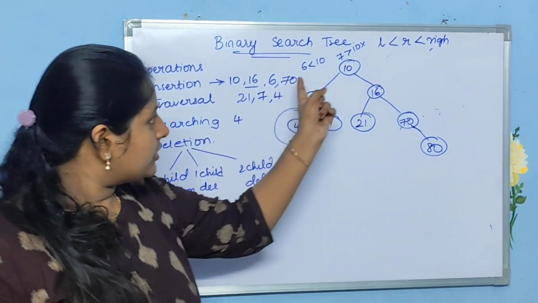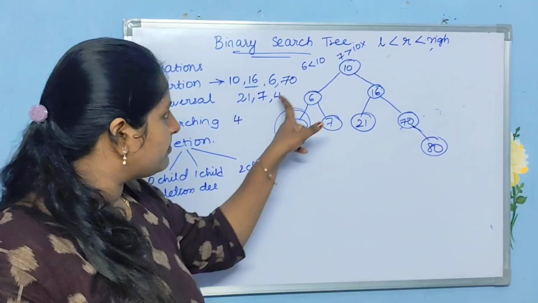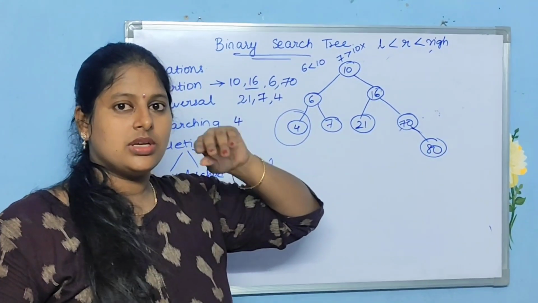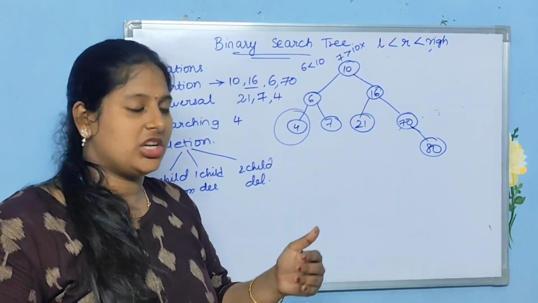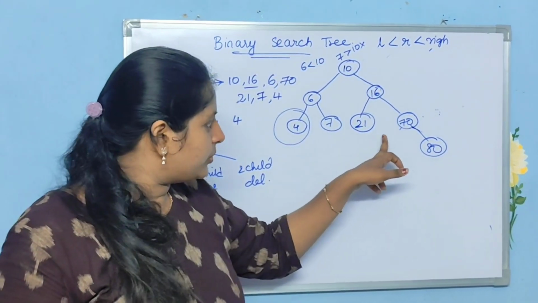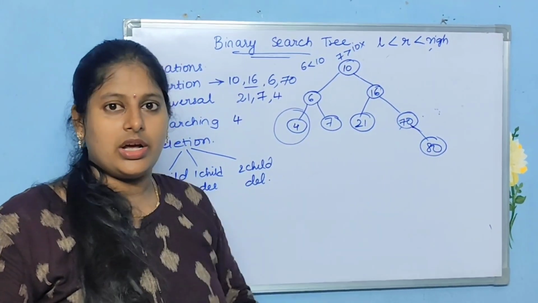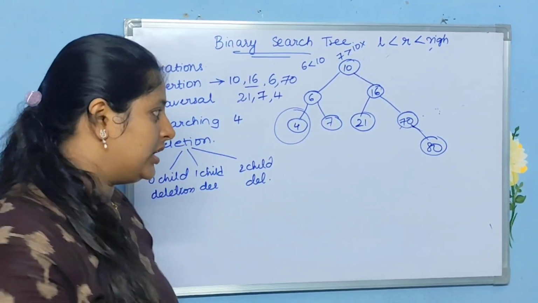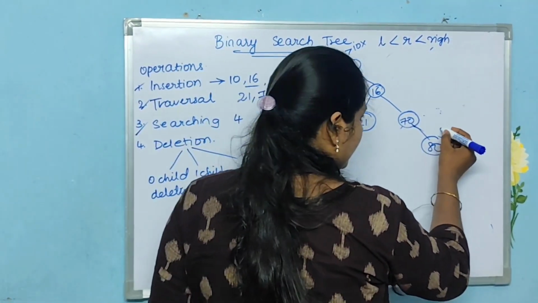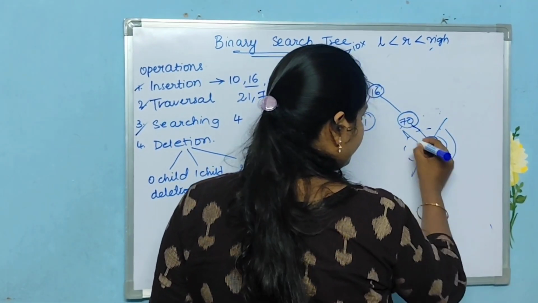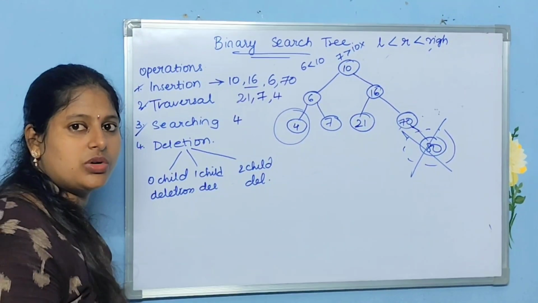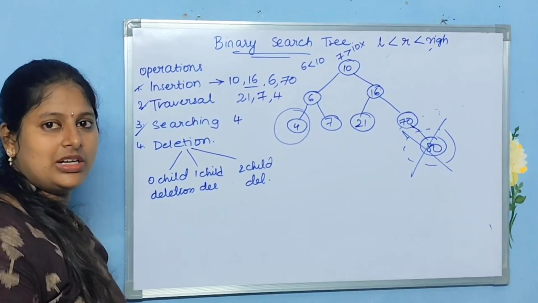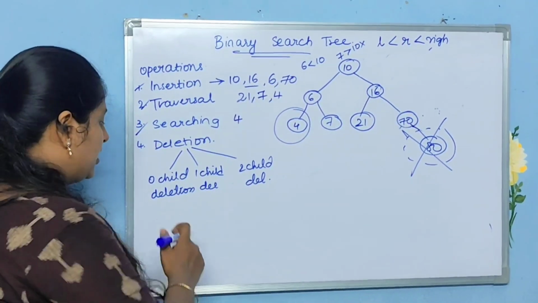Okay. So find out in this, what are the nodes to perform zero child deletion? The nodes with no children. 4, 7, 21, 80. These are the nodes which do not have any children. In case it is like this, you can directly delete this node. There are no other elements attached to it. Right. So you can directly delete it. Okay. So this is done.